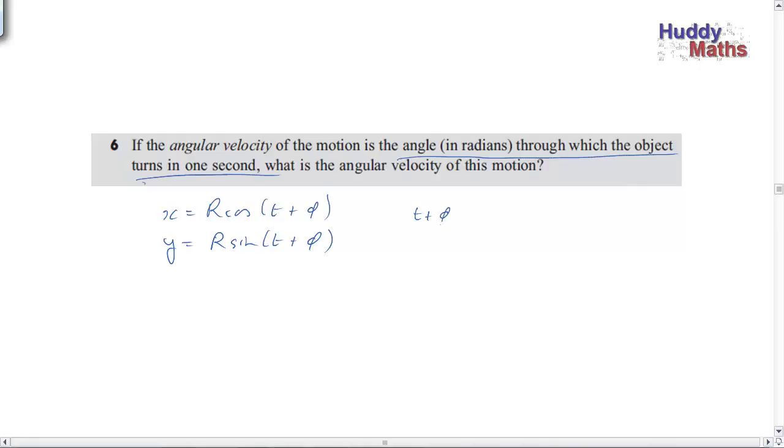plus psi. So the angular velocity, omega, is the derivative of t plus psi with respect to t, which is, psi does not contribute, it's not a function of time. The derivative of t with respect to t is 1. So it's 1 radian per second. Okay, that idea, that's where we started. And we're going to build on that rapidly now.